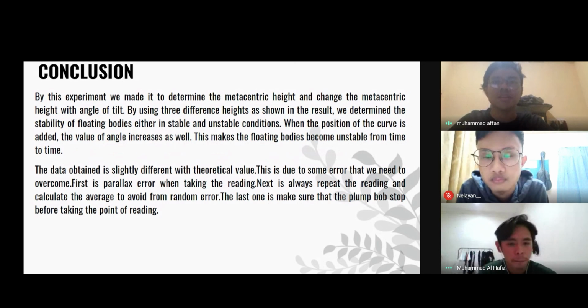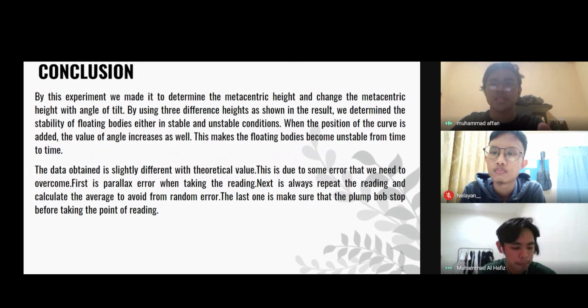Okay, as for the conclusion, in this experiment we determined the metacentric height and the change of metacentric height with the angle of tilt. By using three different heights as shown in the results just now, we determined the stability of floating bodies in stable or unstable condition. When the position of the weight is raised, the value of the angle increases as well. This makes the floating body become unstable from time to time. So it means that when the center of gravity increases, the metacentric height also changes, and when the angle of tilt increases, the metacentric height will increase as well.